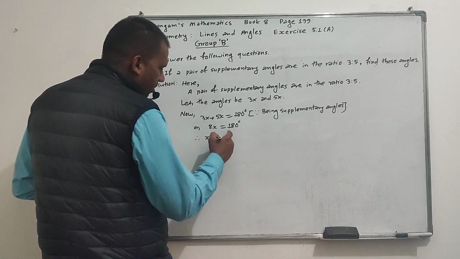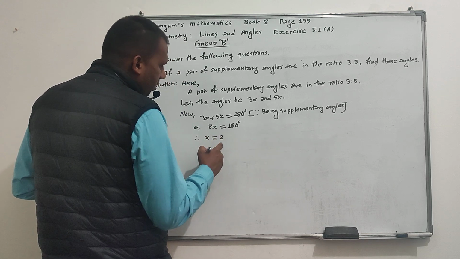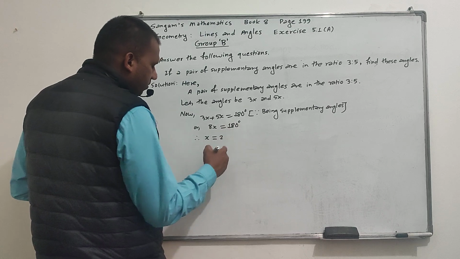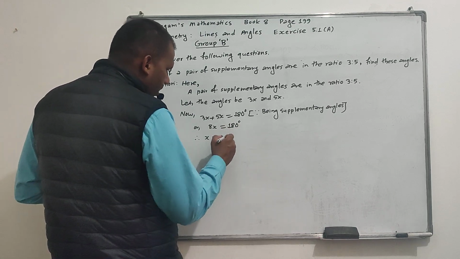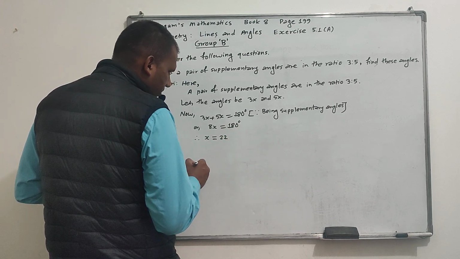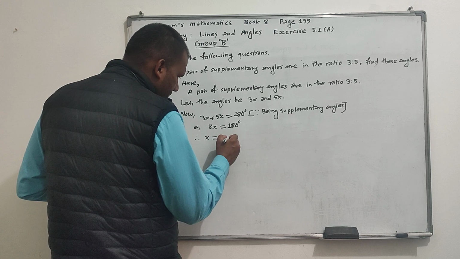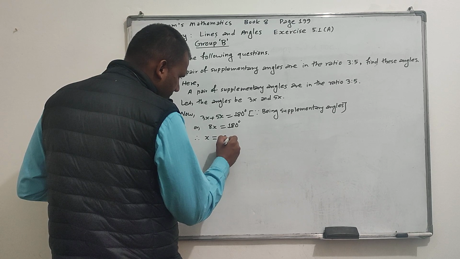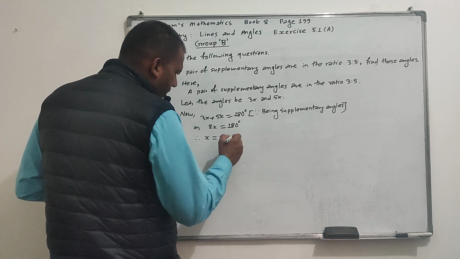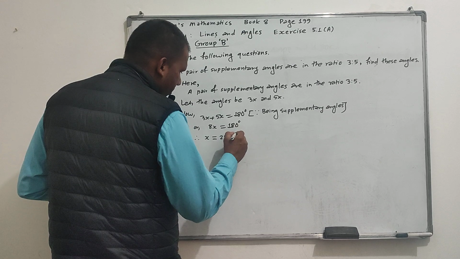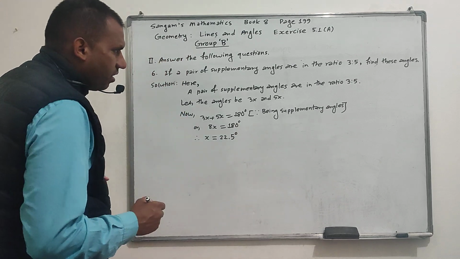8 twos are 16, remaining 2, 0, 20. Okay, 8 twos are 16, remaining 4, 8 fives are 40. So x equal to 22.5 degrees.